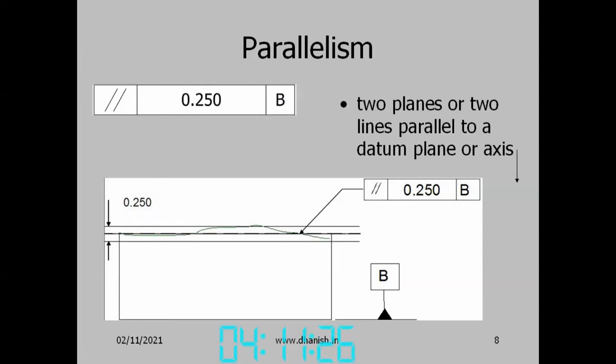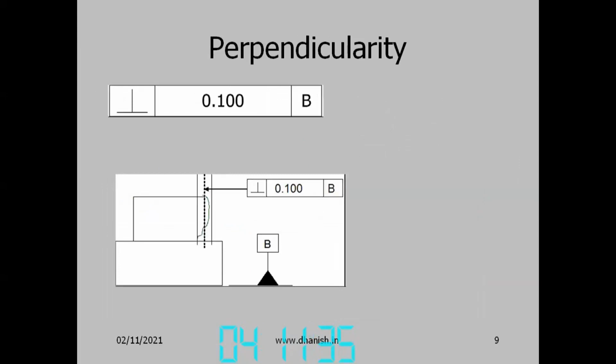So two planes or two lines parallel to a datum plane or axis define the tolerance zone. Then we have perpendicularity. So two surfaces may be perpendicular. How perpendicular? Again, this is the symbol for perpendicularity. This is the tolerance value. This is the datum. And this is not given as an angle. So you have to remember, parallelism and perpendicularity are not specified as angles, but as distances. So angle measurement is not normally done.